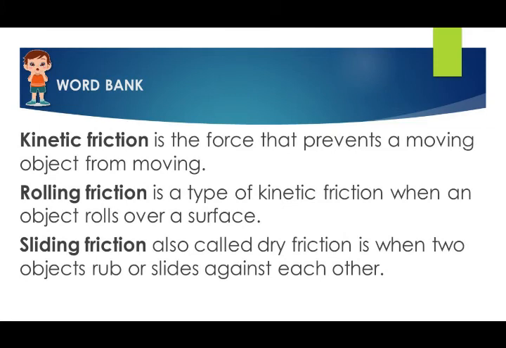Kinetic friction is the force that prevents a moving object from moving. Rolling friction is a type of kinetic friction when an object rolls over a surface. Sliding friction, also called drive friction, is when two objects rub or slide against each other.